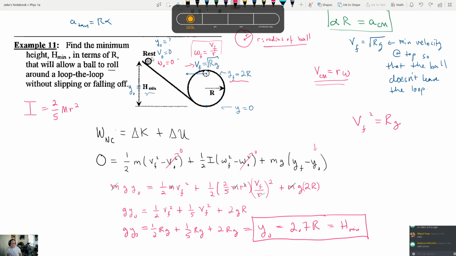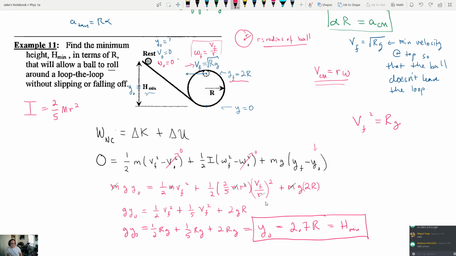You need to drop it a little higher than twice the radius. See, twice the radius would be the minimum height you would need just to get up to this point. But objects won't just automatically climb up to a point like this. They need to have enough speed to actually get around, right? That's why you have to drop it from a little bit more than double the radius.